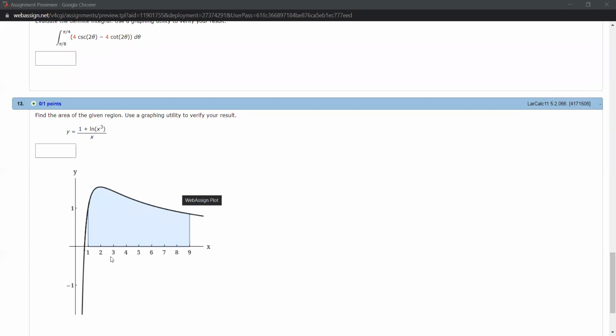So finding the area, looking at that picture, it's a fancy way of saying we want to integrate 1 plus the natural log of x cubed over x dx. But now there's bounds, and they pretty much gave me the bounds, right? It starts at 1, goes to 9. So my bounds are 1 and 9.